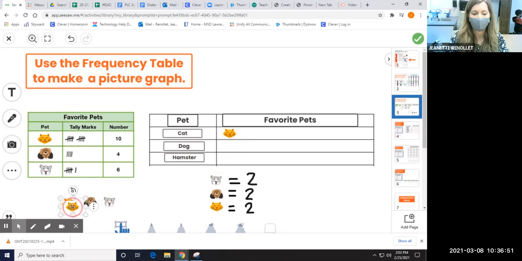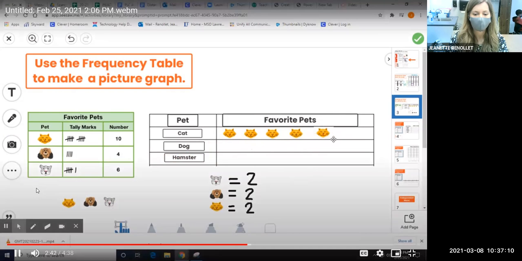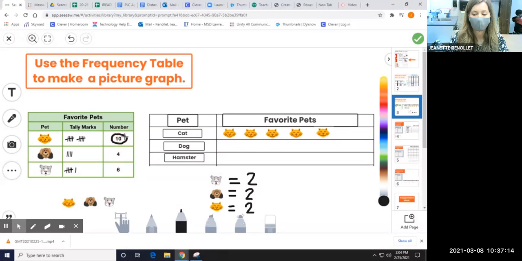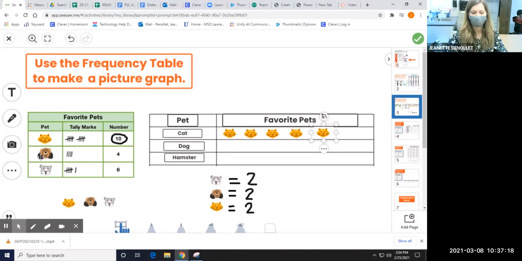So far I have 2, 4 cats, 6 cats, 8 cats, and 10 cats. I'm going to stop at 10 because my data set tells me there are 10 votes for cat as the favorite.